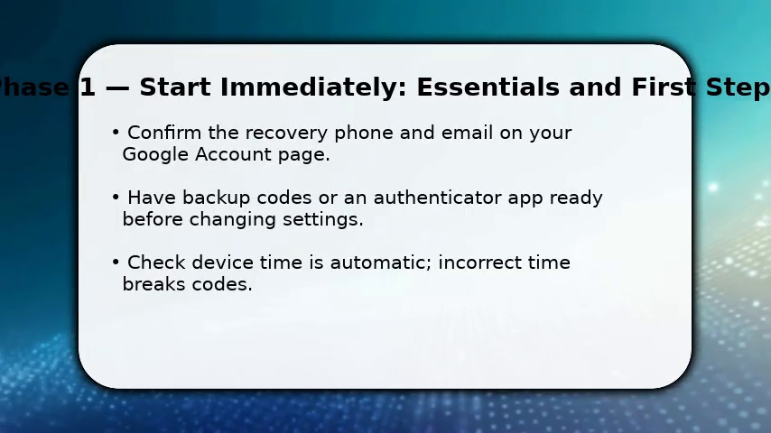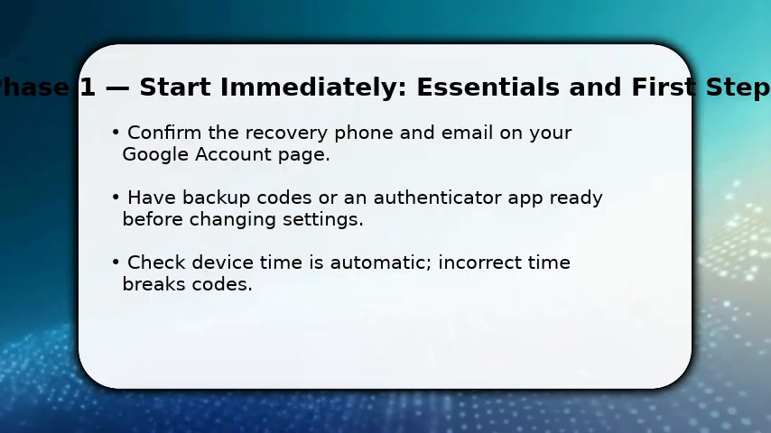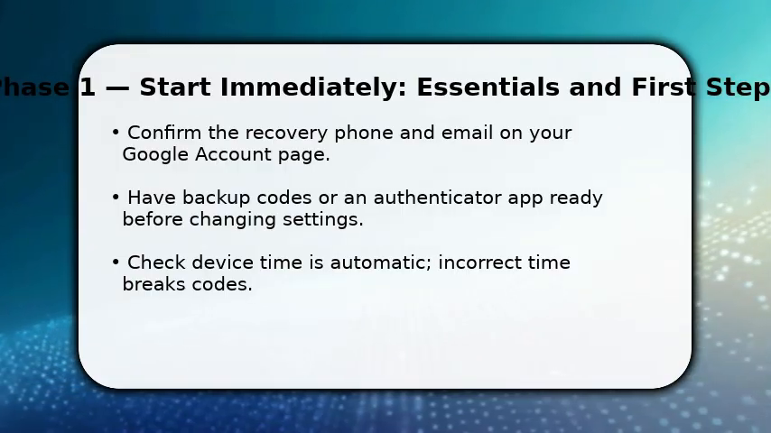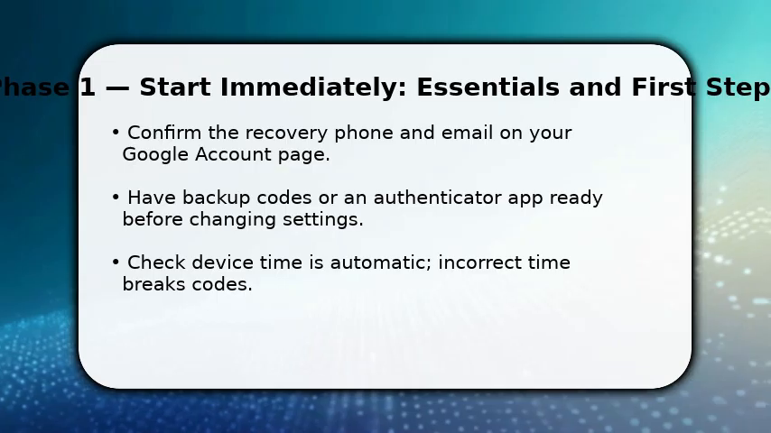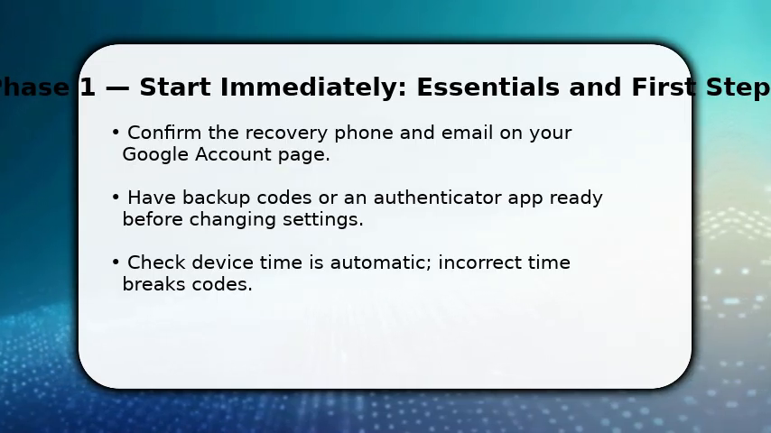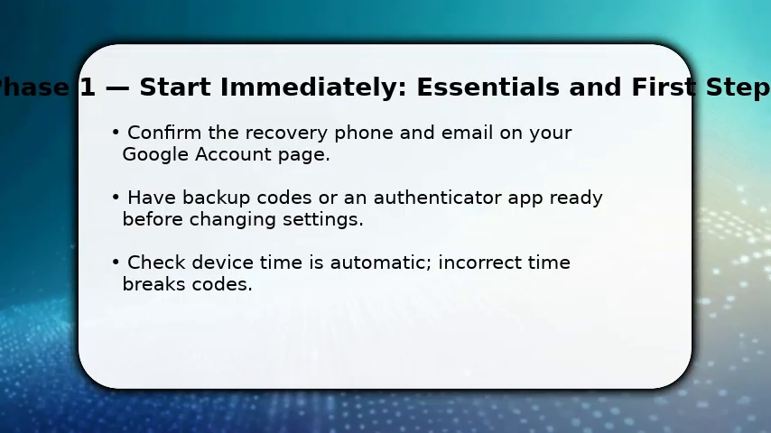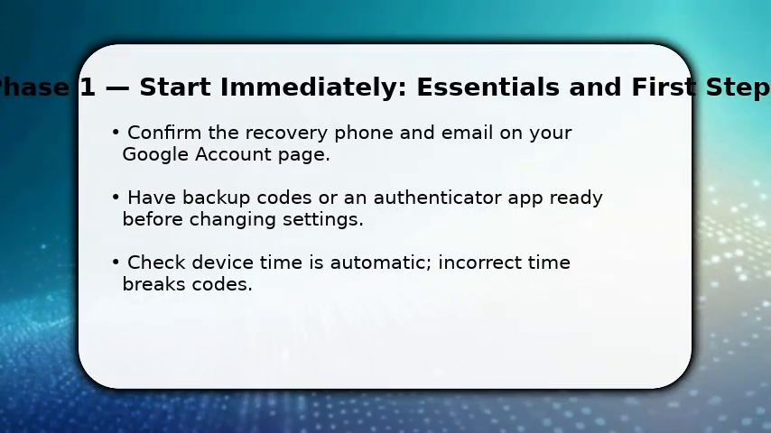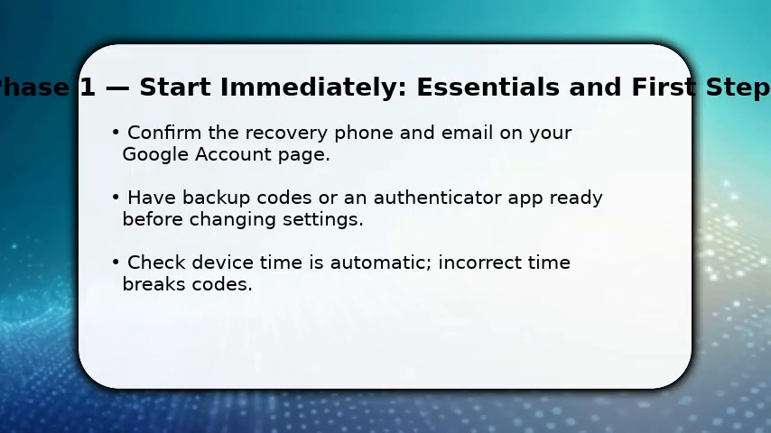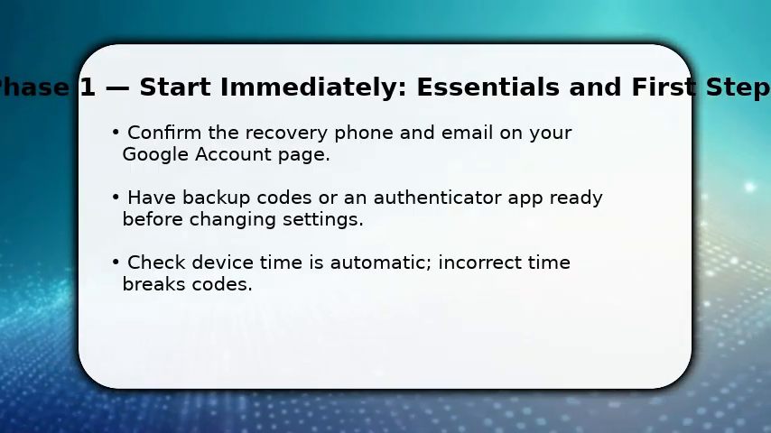You start by confirming recovery details so Google can reach you, phone and alternate email. Once done, open security settings and locate two-step verification. Make sure backup codes are downloaded or that an authenticator app is installed. You do this now because proceeding without a backup will lock you out.